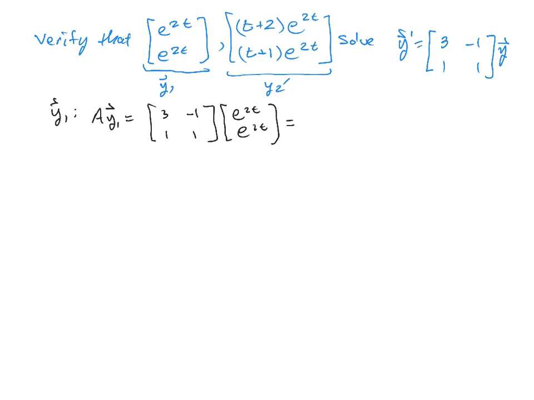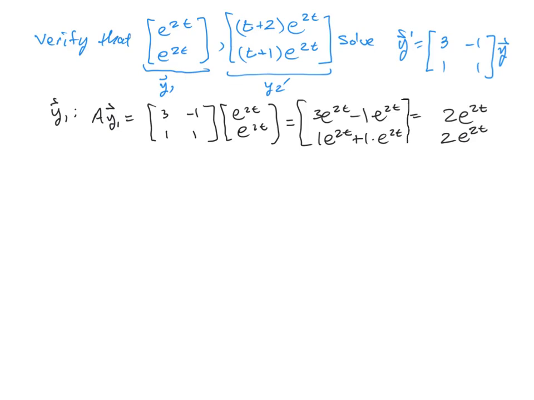Once again, we multiply these out. We've got 3 of the top one minus 1 times the bottom one. So that's 3 e to the 2t minus 1 e to the 2t. Of course, that makes 2 e to the 2t. The other one is 1 e to the 2t plus 1 times e to the 2t. That's going to make 2 e to the 2t as well. And just by inspection, you can tell that that is the derivative of y1. So again, that equals y1 prime.